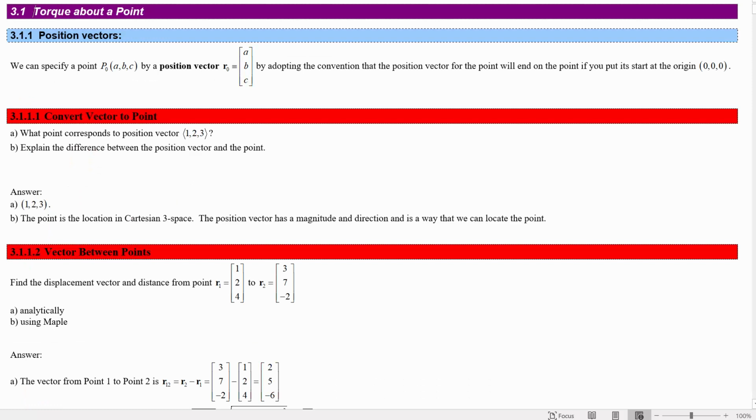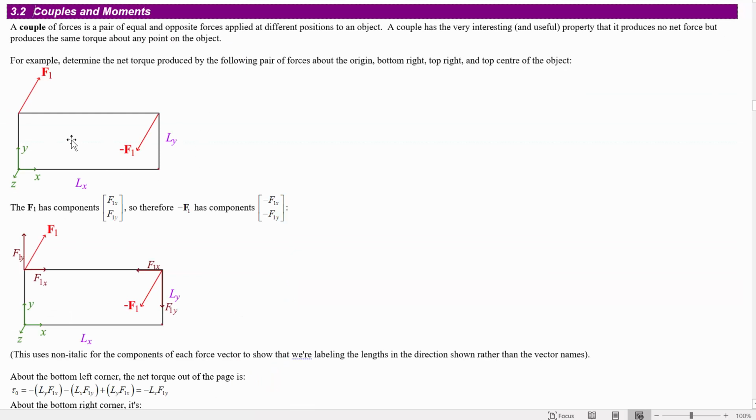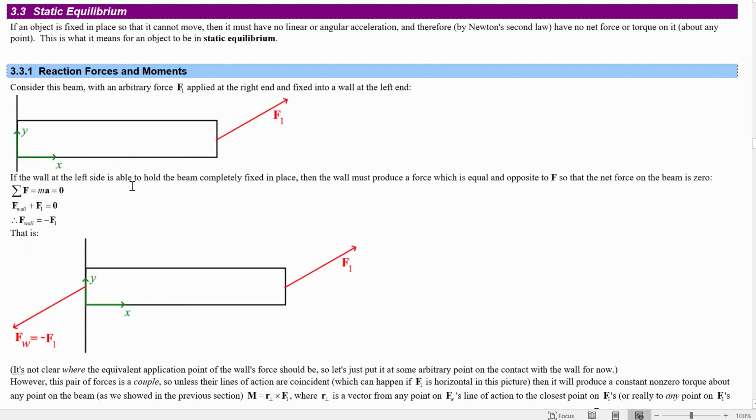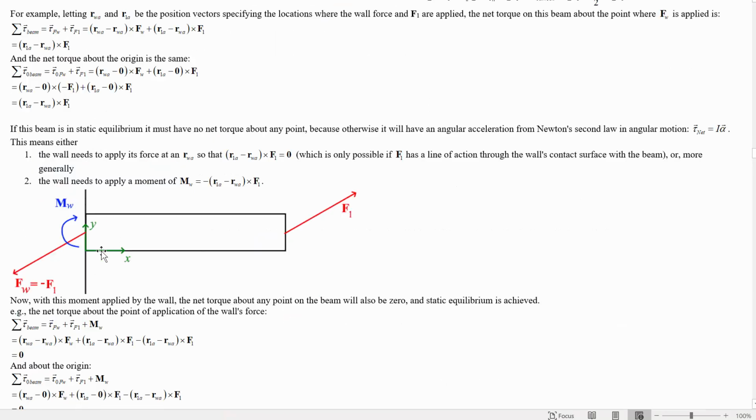So today we looked at how to find the torque about a point, including the idea of position vectors. We looked at how equal and opposite forces create a force couple that produces a moment, which is something like a torque, but it's the same torque about every point on the object. Then we looked at the idea of static equilibrium and how wall reactions can stop externally applied forces on this by applying their own externally applied force to this object, but that also requires an externally applied moment.